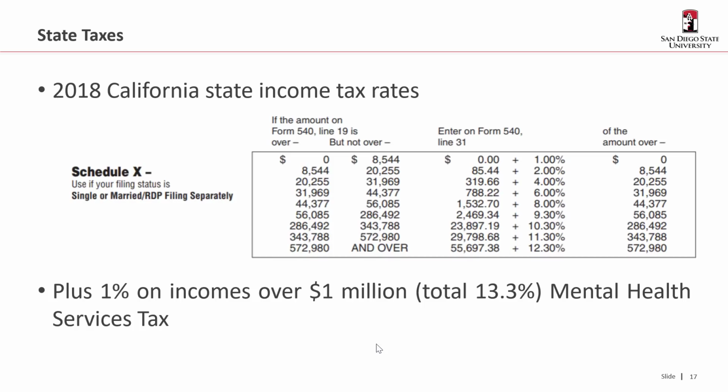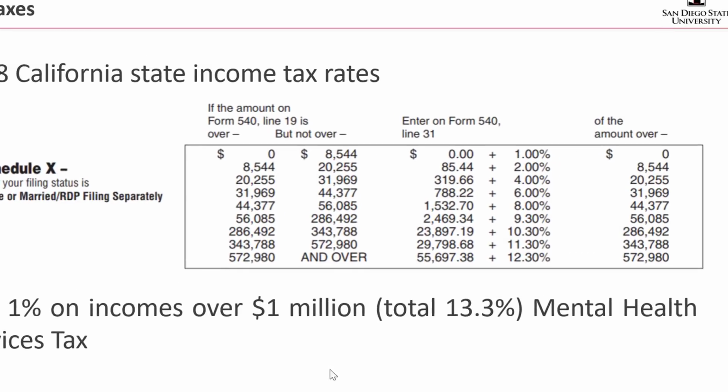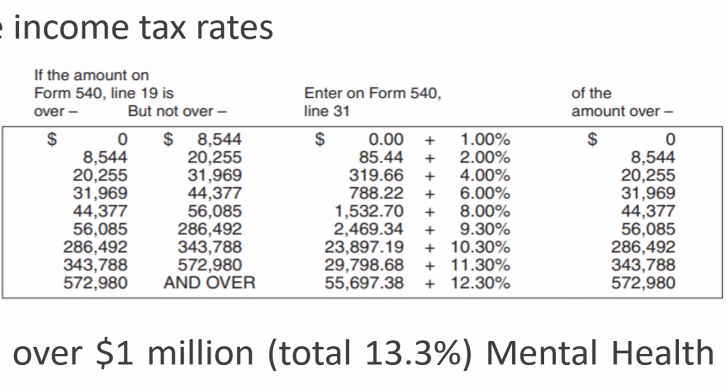Okay, now let's look at some other taxes. We'll start with state taxes. So, of course, the state of California and many other states have an income tax. Here's an example of what the 2018 California state income tax rates are. You can see that California's income tax rates are also progressive. They're just at lower amounts.